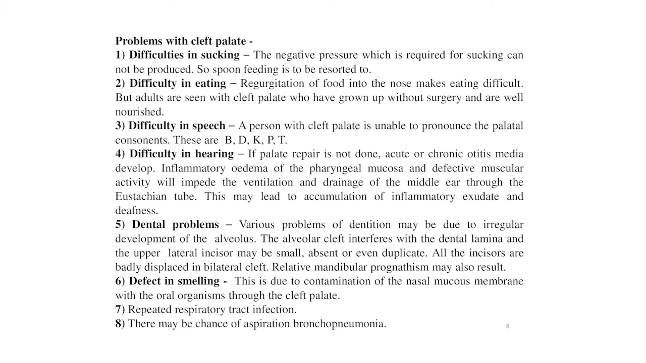Next problem with the cleft palate is the dental problems. Various problems of the dentition may be due to the irregular development of the alveolus. The alveolar cleft interferes with the dental lamina, and the upper lateral incisors may be small, absent or even duplicated. All the incisors are badly displaced in the bilateral cleft. Relative mandibular prognathism may also result.